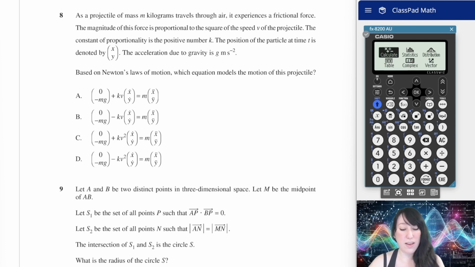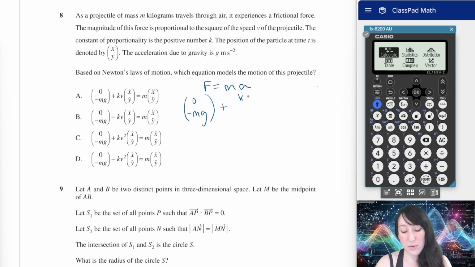Let's start with F equals ma. What are our forces? So we have gravity, which only acts in the vertical direction. And then we have air resistance. Let's break that down into the horizontal and vertical components. It's going to be proportional to the square of speed. To get the horizontal component of the square of speed, we'd have to multiply it by cosine of angle theta. Now, theta can change over time, so theta is a function of time, but we could write it this way.